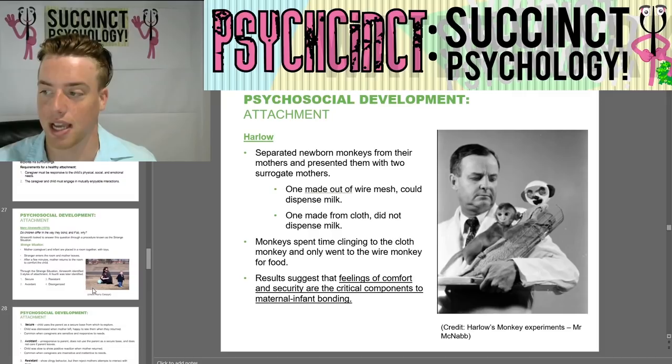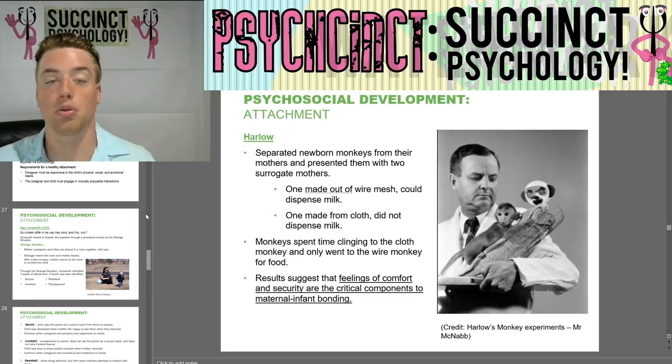So attachment. Harlow separated newborn monkeys from their mothers and presented them with two surrogate mothers. One made out of wire mesh could dispense milk. One made from cloth did not dispense milk. Monkeys spent time clinging to the cloth monkey and only went to the wire monkey for food. Results suggest that feelings of comfort and security are the critical components to maternal-infant bonding.